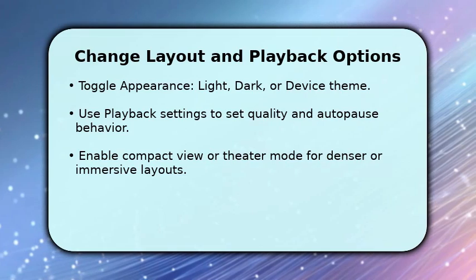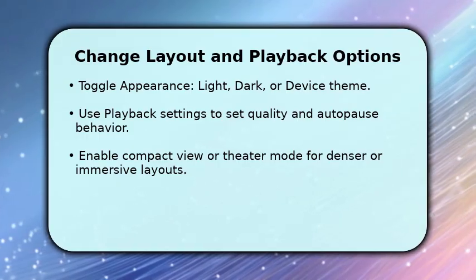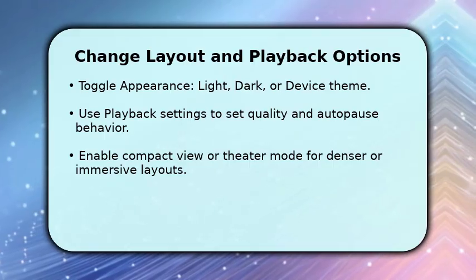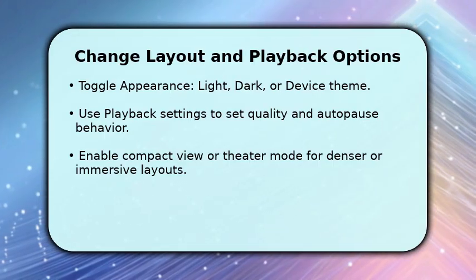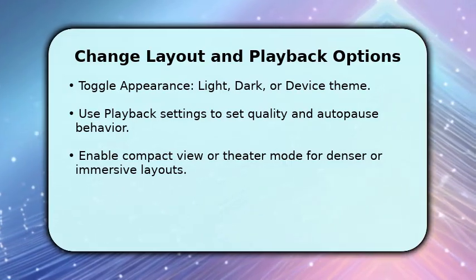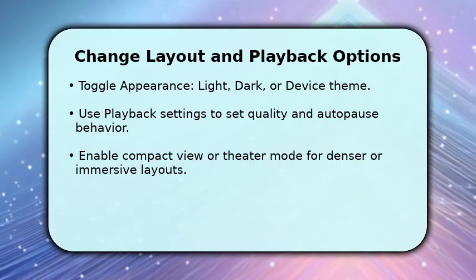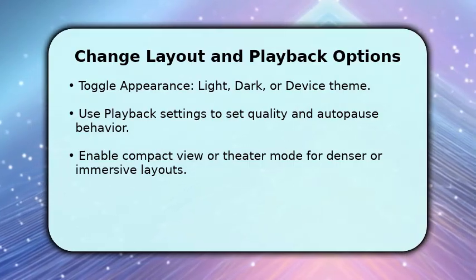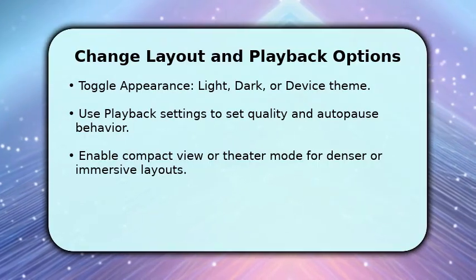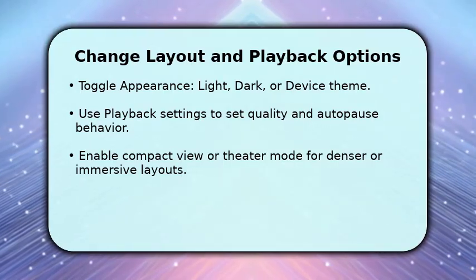Now adjust how YouTube looks and behaves. Go to Appearance and pick Dark or Light. Choose Device Theme to follow system settings. Next, open Playback and select Default Quality Preferences and Autoplay Behavior. This reduces buffering or unwanted autoplay. On desktop, click the three-dot menu or the settings cog on a video to enable theater or full screen. Select Compact View in the sidebar to see more items at once. These choices control readability and bandwidth usage, so pick what balances comfort and performance.